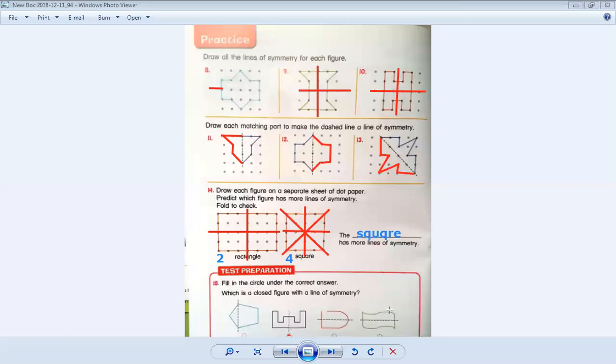But here, this is an open figure. This is not a closed figure. Okay, this is a closed figure, but the part up is not the same as the part down, and when I fold it, they will not match. You see, this curves out, but this curve is moving inside like that. So this is not a line of symmetry. So only this is the correct answer.